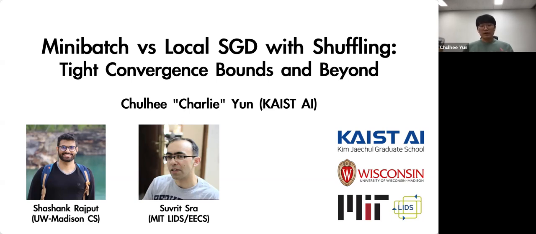So today I'm going to talk about our paper titled Minibatch versus Local SGD with Shuffling, Tight Convergence Bounds and Beyond. This is a paper that we presented at ICLR 2022, and it is about the theoretical analysis of federated learning algorithms under shuffling-based sampling schemes. This is joint work with Shashank, who's a PhD student at University of Wisconsin-Madison, and Suvrit, who used to be my PhD advisor at MIT.